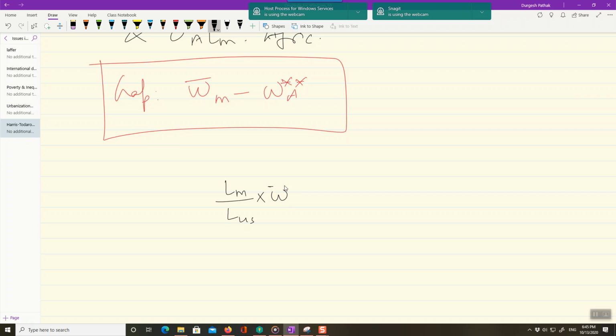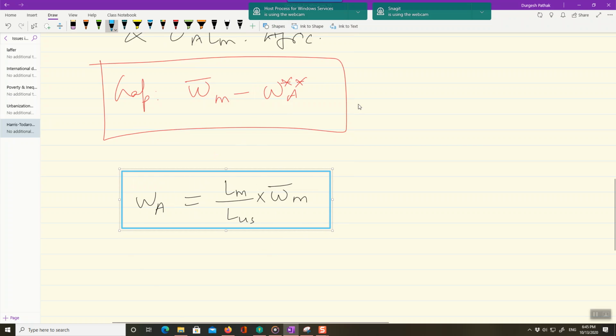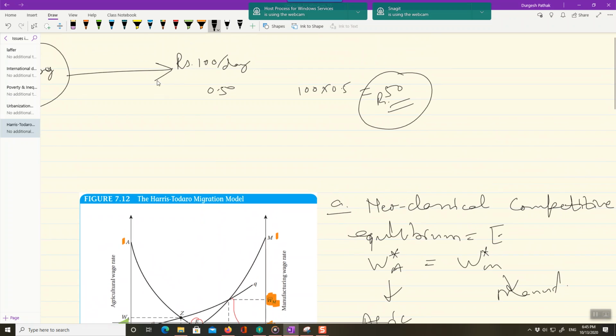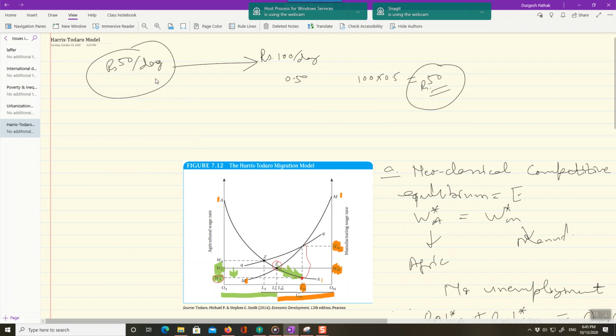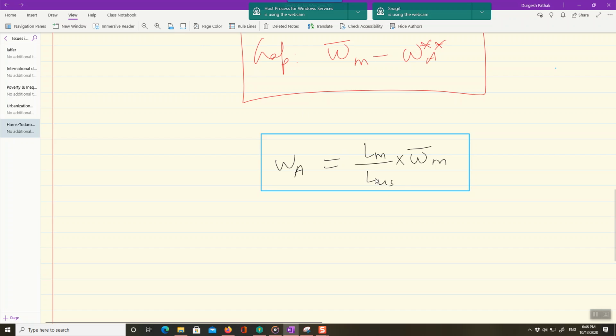This should be multiplied by the urban wage. If my rural wage equates this, then people will be indifferent between migrating and not migrating. If my rural wage is less than this, then people will be migrating. This is exactly what I showed when I said that they are getting 50 rupees per day in the rural sector while 100 rupees per day in the urban sector, and if the probability of getting a job in the urban sector is 0.5, then they will be indifferent, while if the probability is 0.6, then the expected income will be 60 rupees and then they will be migrating, right? So that is what we are talking about.